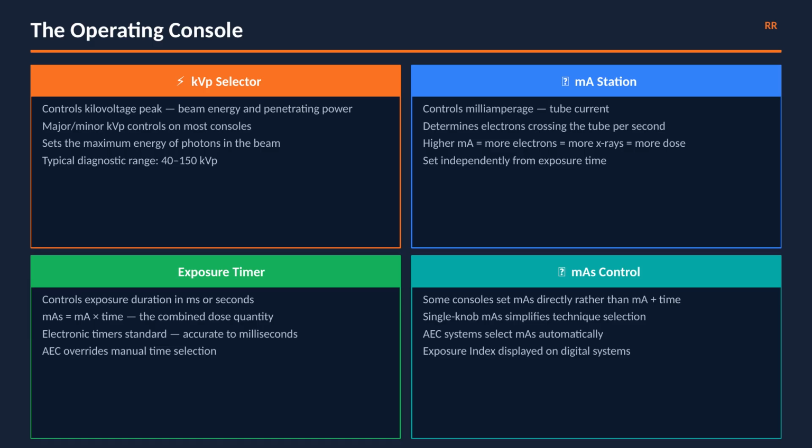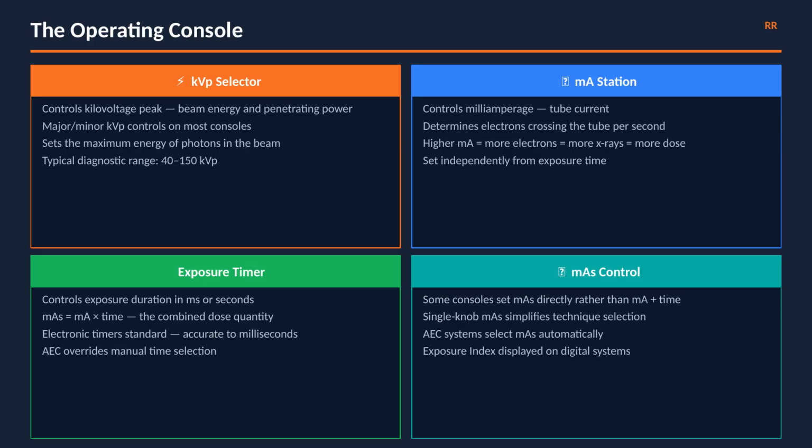mA, milliamperage, controls tube current. More milliamps means more electrons crossing the tube per second, which means more photons produced and more patient dose. mA is set independently from exposure time on most modern consoles. The exposure timer controls how long the exposure lasts in milliseconds or seconds. mAs, milliampere seconds, is the product of those two values, and it represents the total dose quantity delivered.